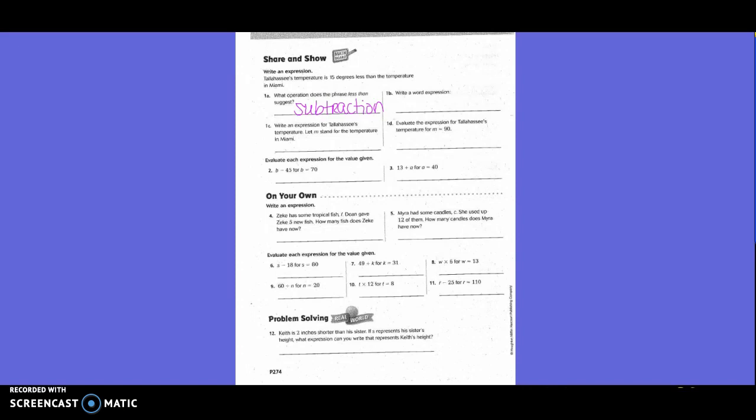Okay, so 15 degrees less than the temperature in where? Miami. Then it says write an expression for Tallahassee's temperature.